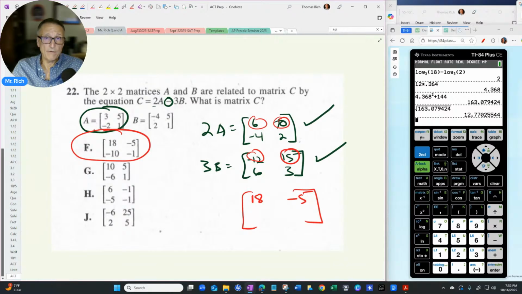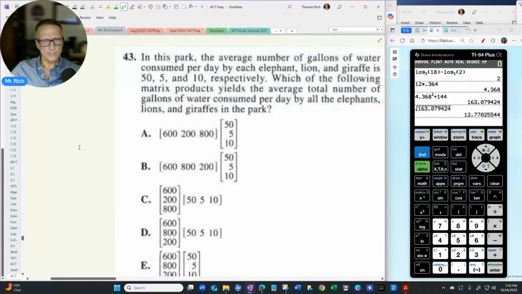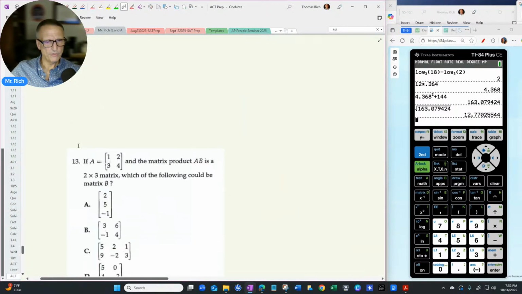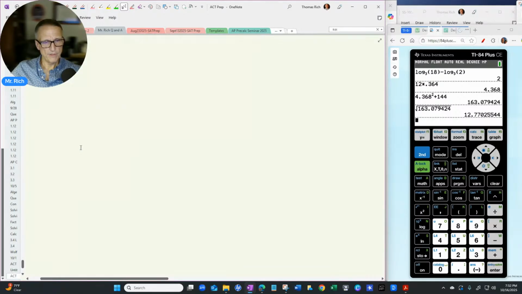So that's how I would call that a simple matrix problem. A few other things I want you to know about matrices for this test. Now, I'm going to come back and do that one after I do this one. No, I think I have another one. Yeah, I want to do this one.